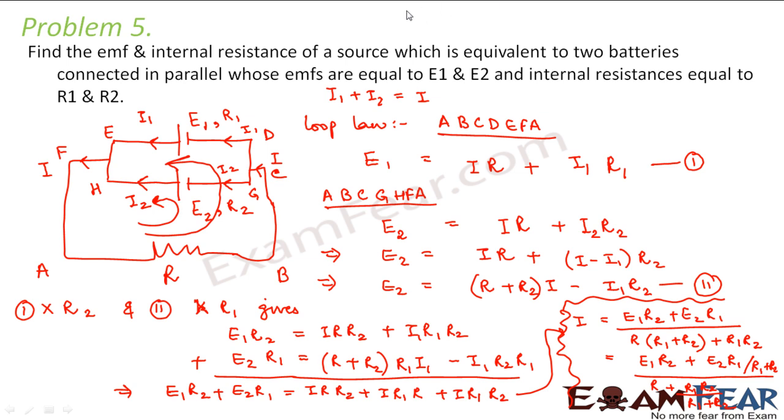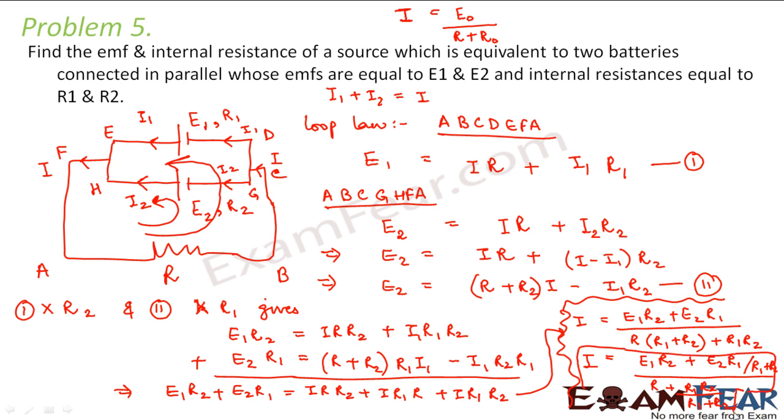So now this current, you can write it as I is nothing but, what is the total current in a circuit? It is generally the net EMF of the circuit divided by the total resistance, and total resistance is the external resistance plus the equivalent internal resistance. So what will be the equivalent internal resistance of the circuit from the expression which we found here?